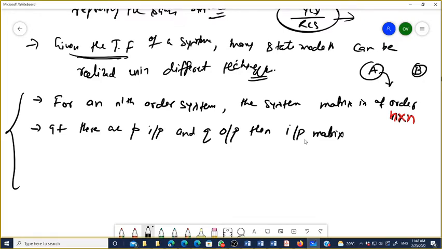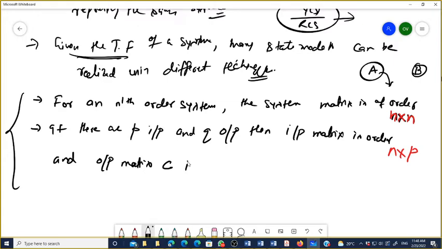तो N cross P. इनपुट मैट्रिक्स इज ऑफ ऑर्डर, प्लीज टेल मी व्हाट इज द ऑर्डर? N cross P. n क्रॉस p, very good. Okay, good. And what about the output matrix order?